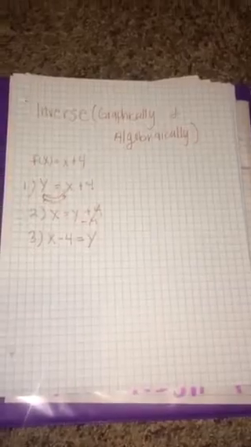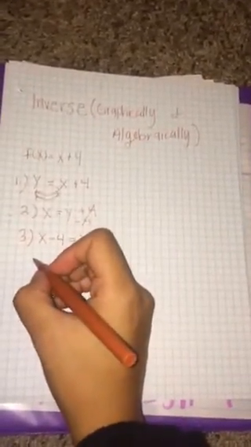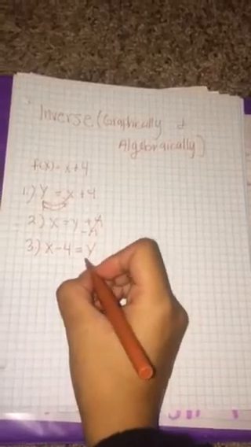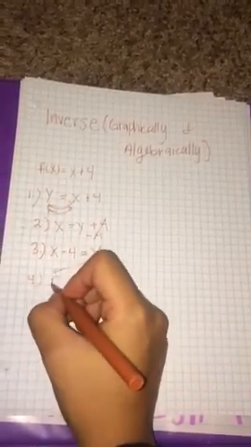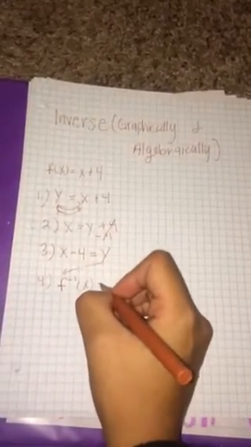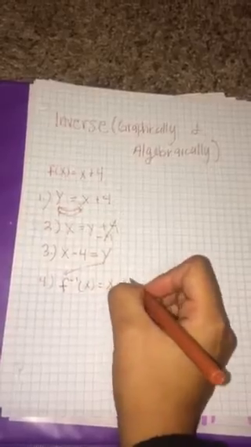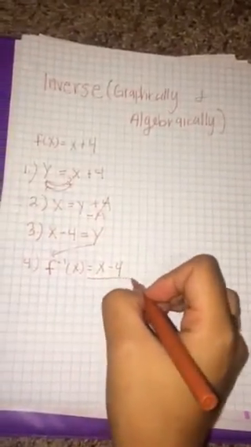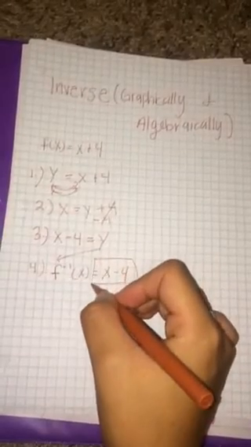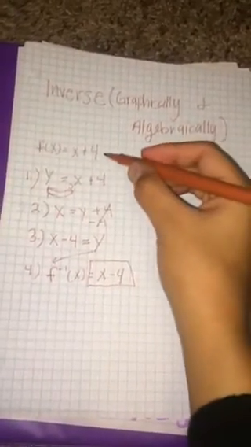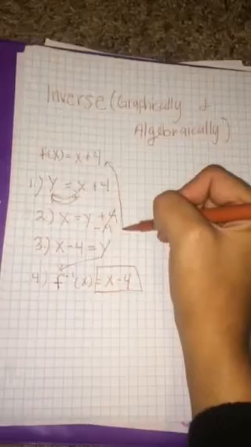And it says replace y with f negative 1 of x. So step 4 is to replace y with f negative 1 of x. X minus 4. And this is our inverse. This is the inverse of x plus 4.